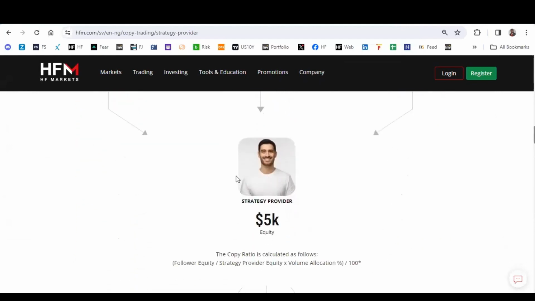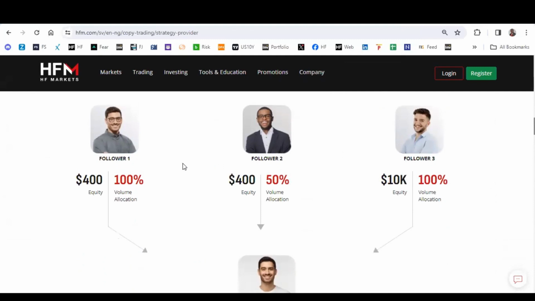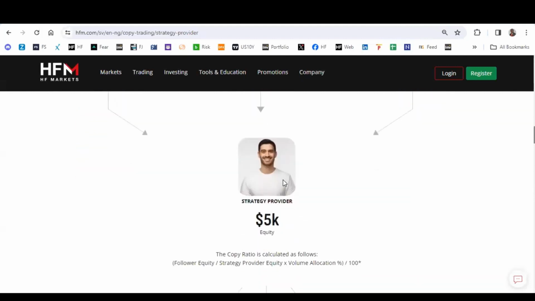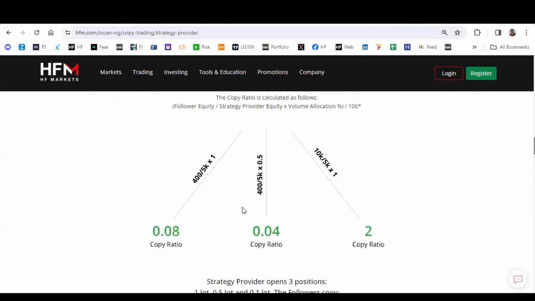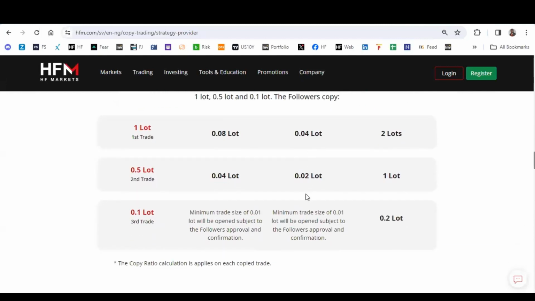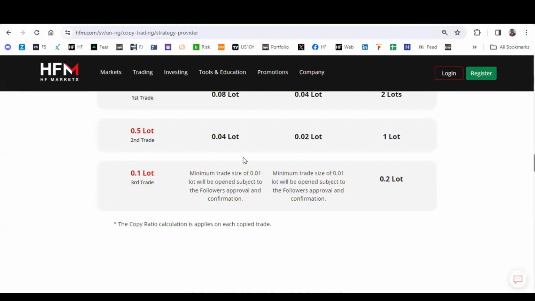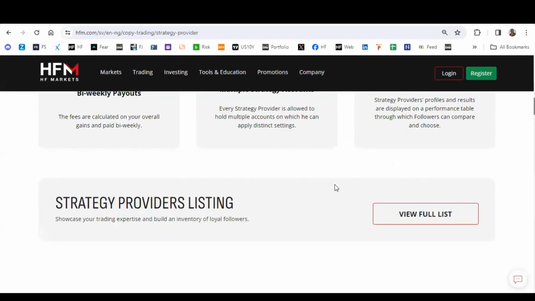The idea is you don't have to have the same capital. In this case, follower 1 has $400 capital, follower 2 has $400 capital, follower 3 has $10,000 capital, while the trader himself has just $5,000. There's a calculation to determine the lot size to trade for each of the followers. This is what we call the copy ratio calculation, which you can always check on the website.